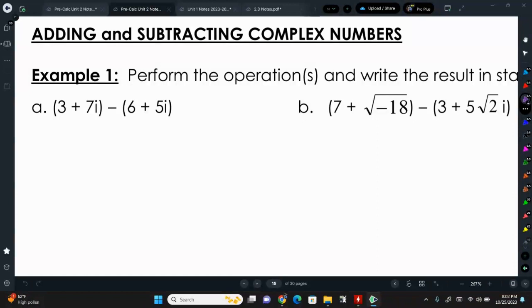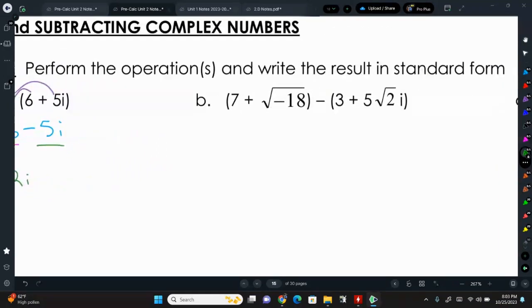So right here we have 3 plus 7i minus 6 plus 5i. This subtraction sign goes to everything. So 3 plus 7i minus 6 minus 5i. So 3 minus 6 is negative 3, and 7i minus 5i is negative 2i.